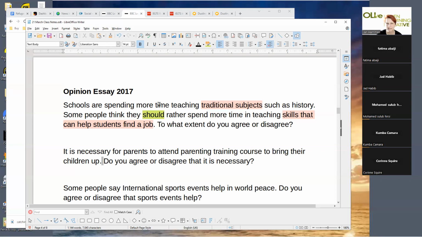So this is our real question: should schools be teaching traditional subjects or job skills? What do you think? All right.